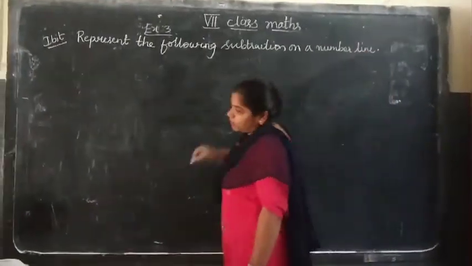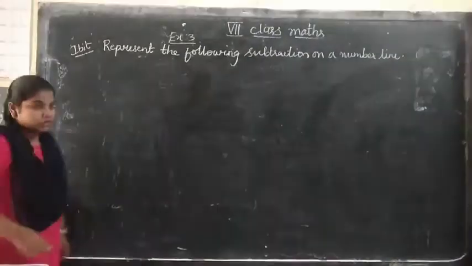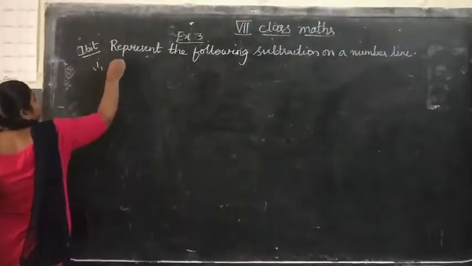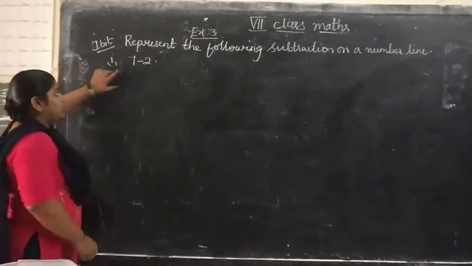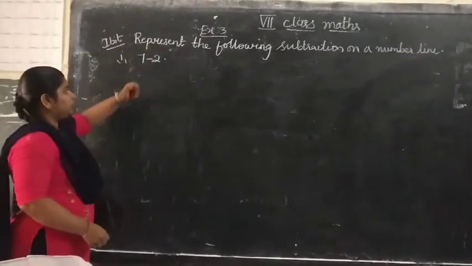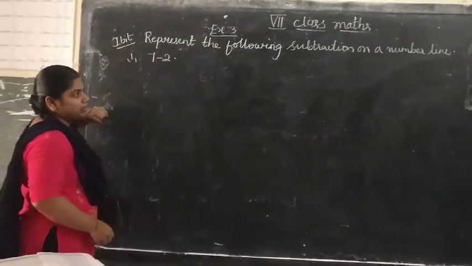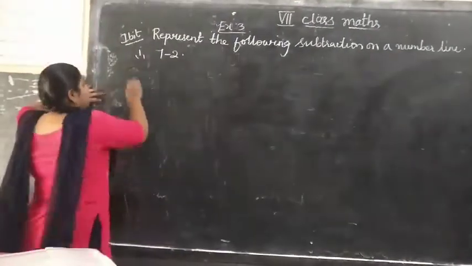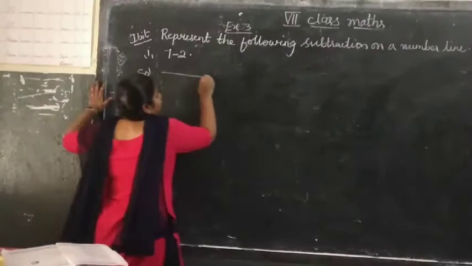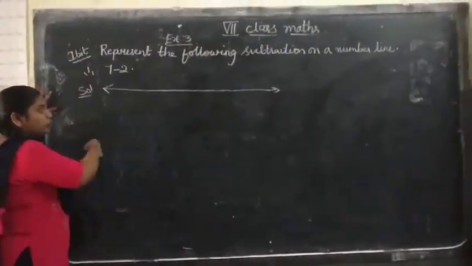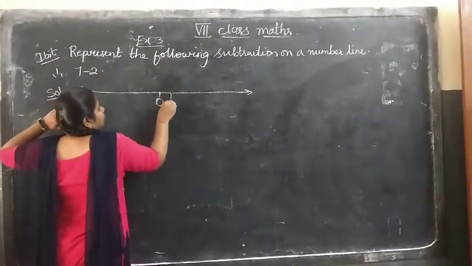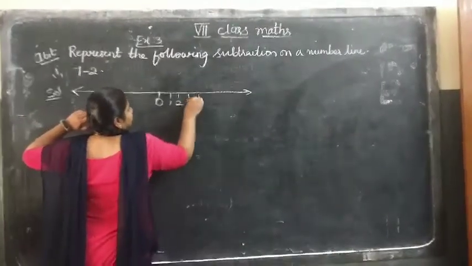So we are doing the subtraction in a number line. So first one is 7 minus 2. So we have to subtract 7 and 2 here. 7 is also an integer, 2 is also an integer. Between two integers we are having minus sign. That is we have to do subtraction. So already I told you if it is a positive sign we have to move to right side. If it is a negative sign we have to move to left side. So first draw a number line, integers number line here.